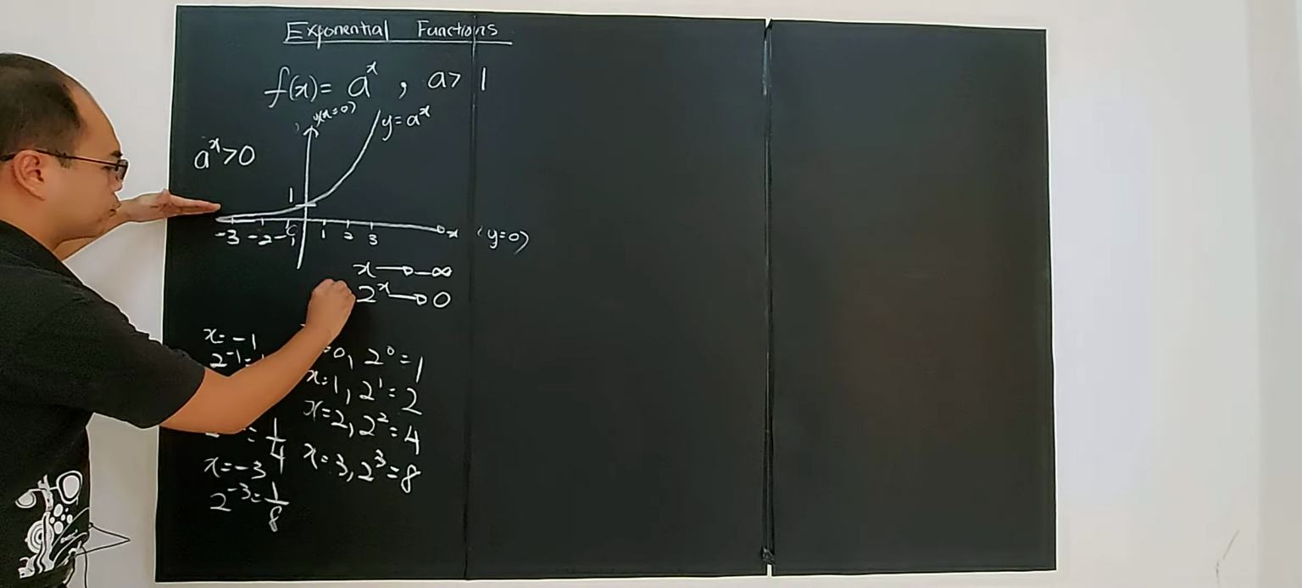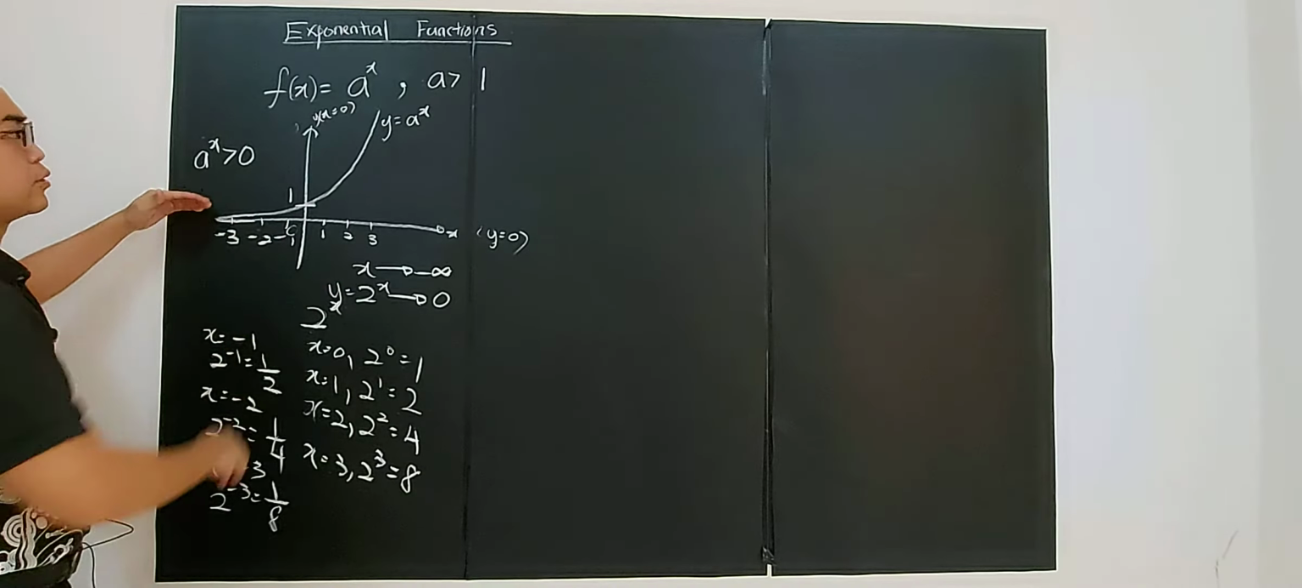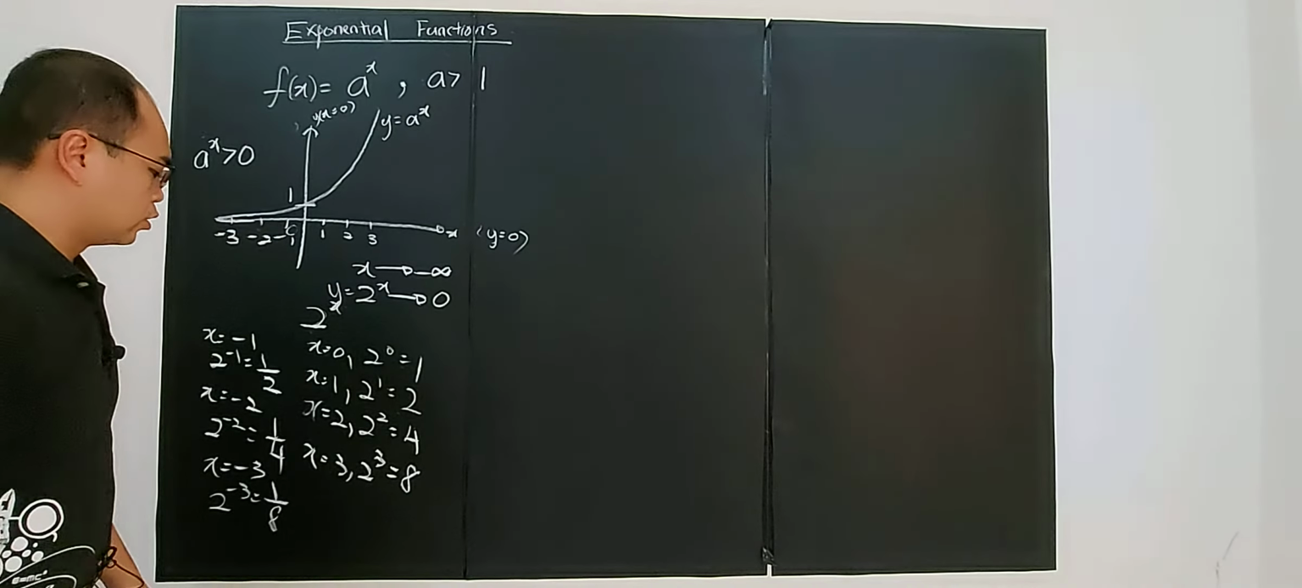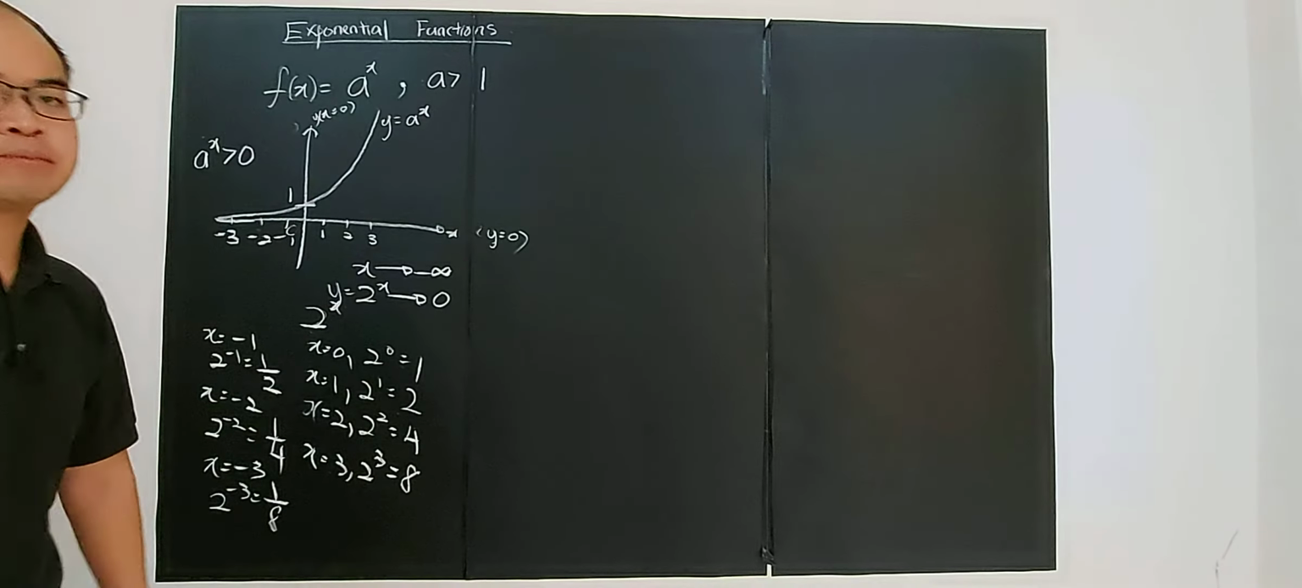The y, right? That's why you see y equals 0. They get nearer to y equals 0, right? So this is the properties of the exponential graph. That's why it looks like this shape, right?